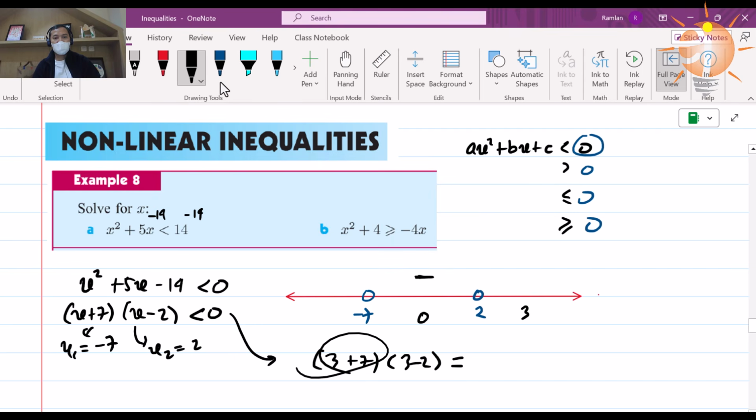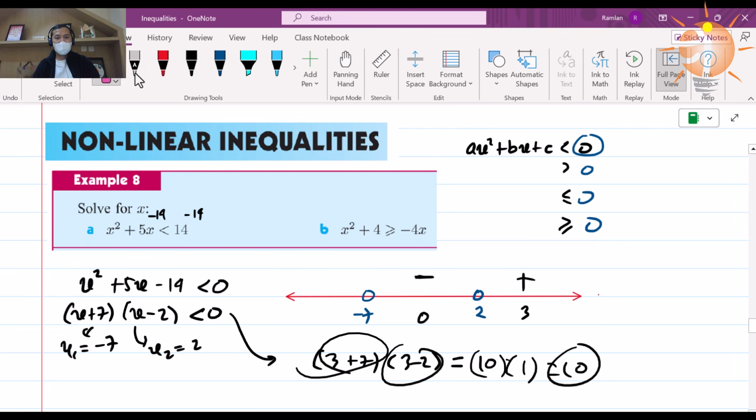And that'll be 3 plus 7 is 10, and 3 minus 2 is 1. So it's just 10 times 1, which equals 10. And see that 10 is a positive number, so here we have a positive number. So whatever number you put into the x, like 3, 4, 5, 6, any number like 1000, you will always get a positive number.